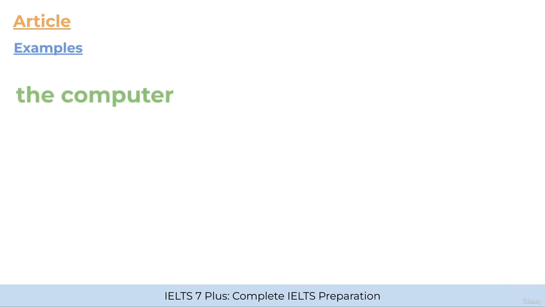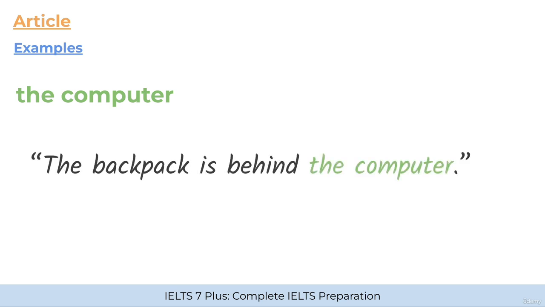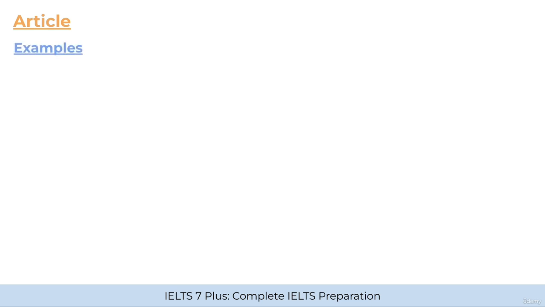Okay, another example then, the computer. So we've used the definite article here. The backpack is behind the computer. We've actually got 2, the backpack as well as an example. So we know both the backpack and we know the computer. So in this situation, maybe it's ours, maybe it's one of our family members, our friends. We're all aware of the 2 nouns here.